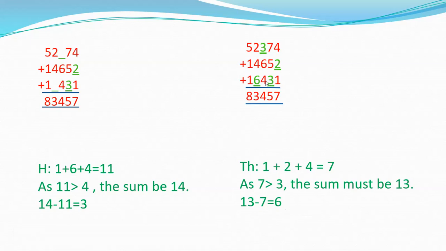This green color missing digit we find out by adding and subtracting it from the sum. When we add these given numbers and subtract it from the sum, we will find out the missing digits. Now, finding the missing digit is over with this.